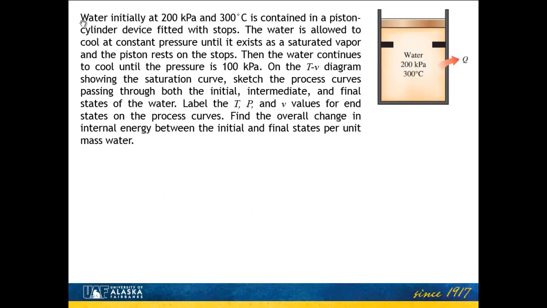Okay, here's the second example problem. This one's a little bit more complicated. Again, I have water, initially at 200 kilopascals and 300 degrees Celsius, contained in this piston cylinder device. But what's different here is I've got this set of stops, so it can prevent it from getting to too small of a volume. The water is allowed to cool at constant pressure until it exists as a saturated vapor, and the piston rests on the stops. So once it gets down to right there, I'm going to have a saturated vapor.